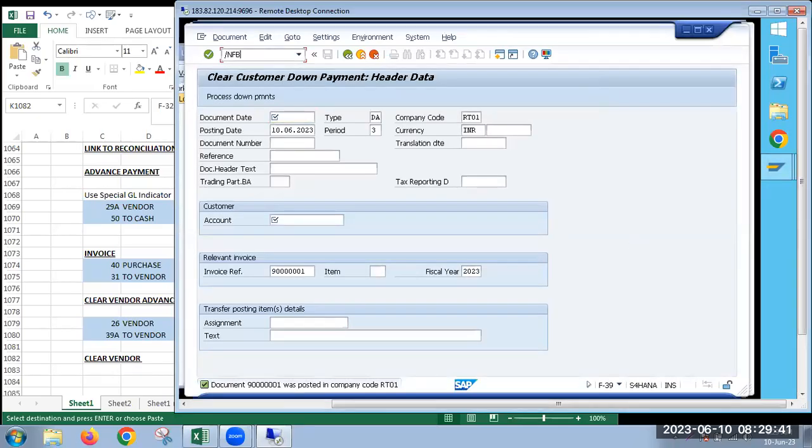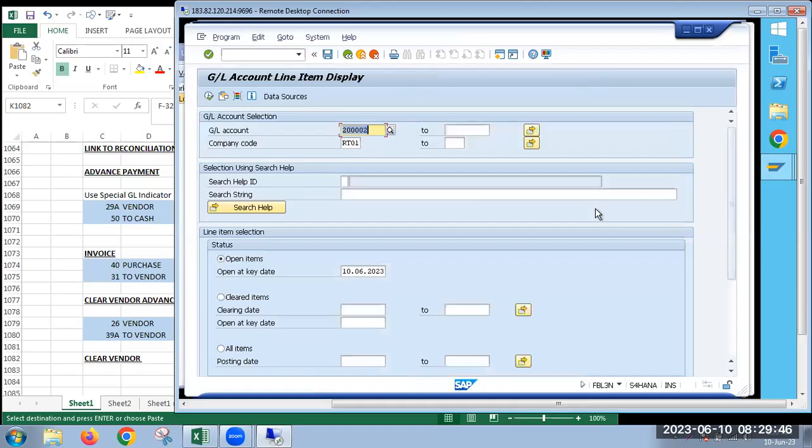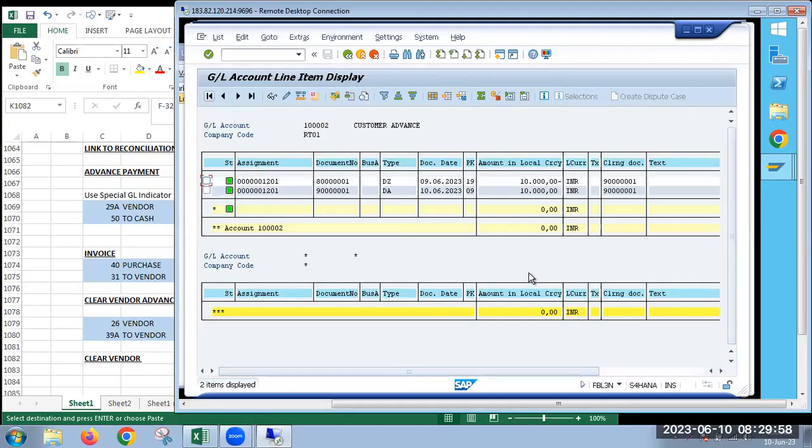What is the T-code for GL line items? FBL3N. Okay, let's check. So this is our regular reconciliation account. See, it has been cleared here, because the first transaction happened over here with the customer advance, not with the regular reconciliation account. A reference we have given, but still the clearance will be happening for the advance. So here it has been cleared.